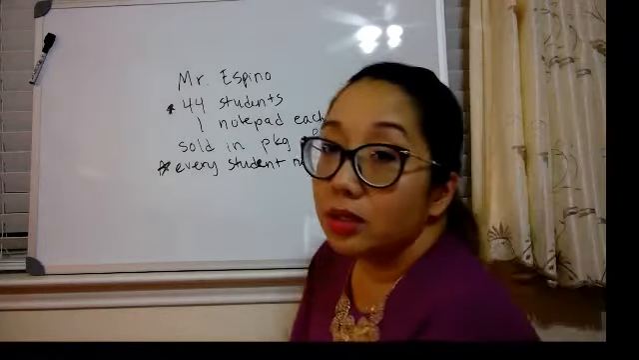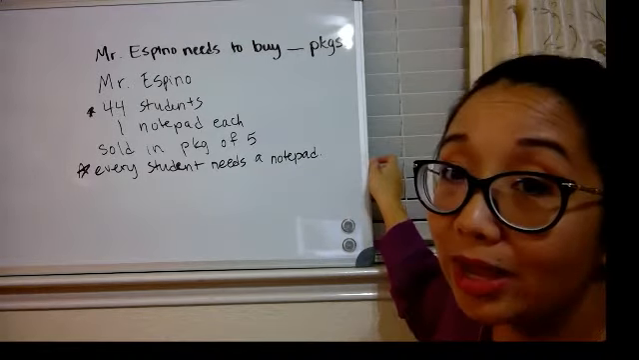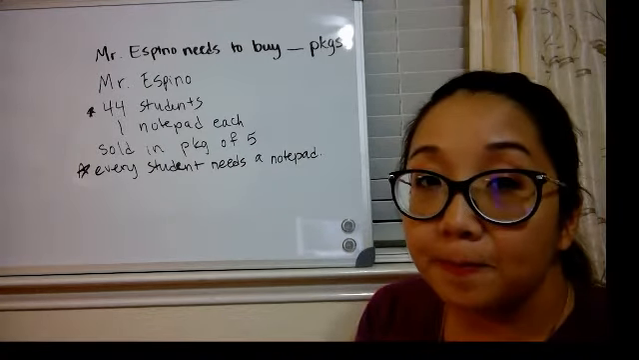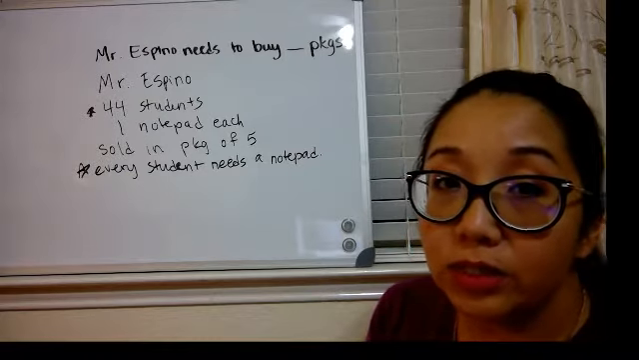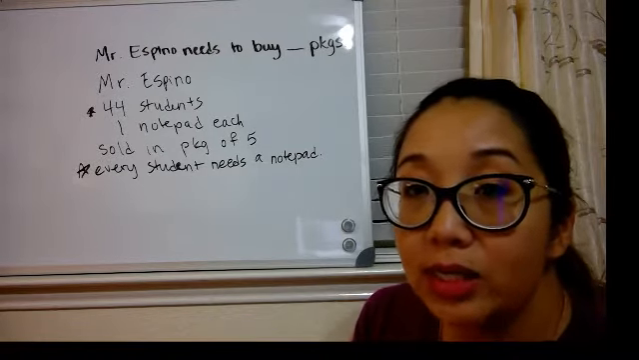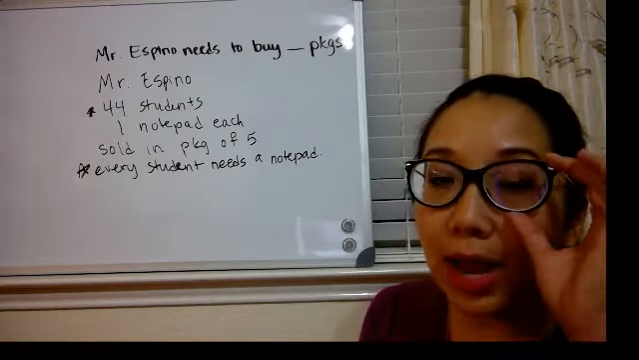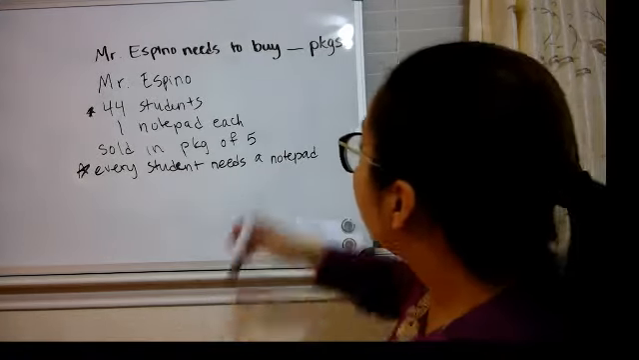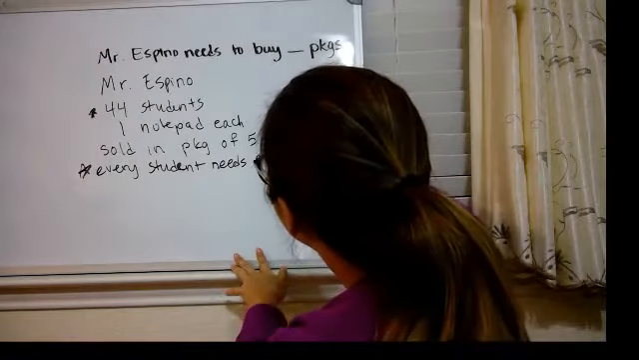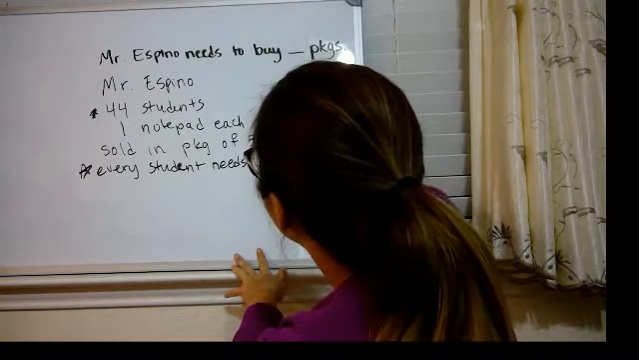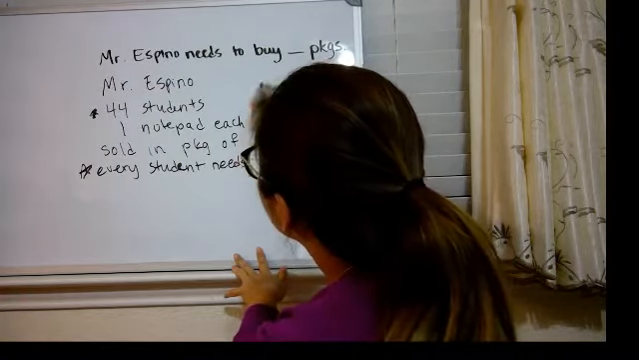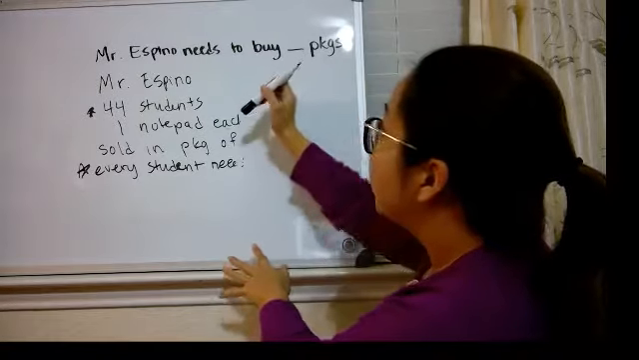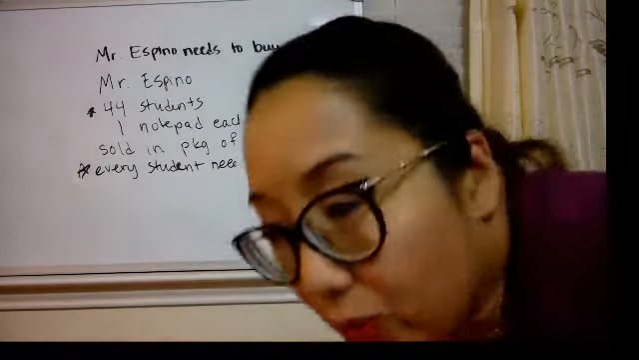And there's a little bit of a glare here. Let me just shimmy this down a little bit. All right. So, Mr. Espino needs to buy blank packages. He's got 44 students, 1 notepad each. So how many packages of those 5 notebooks does he need to buy? Okay, well, let's look at it in a picture sense. You know that every student needs a notepad. Let me go grab a tissue so I can get rid of all that quickly.